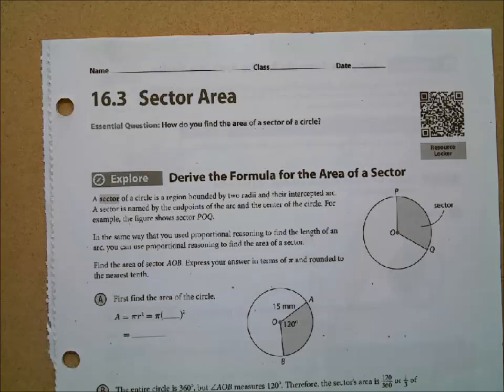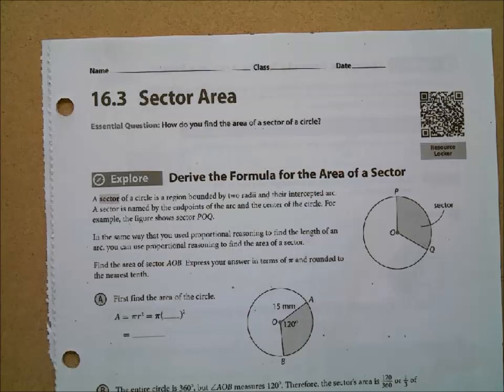A sector of a circle is a region bounded by two radii. So the radii here are OP and OQ, and their intercepted arc, this intercepted arc right here. A sector is named by the endpoints of the arc and the center of the circle. So for example, the figure shows sector POQ. It's kind of like naming the angle, like the central angle POQ. You can talk about the sector that way too.